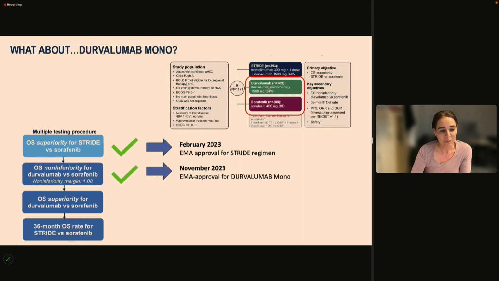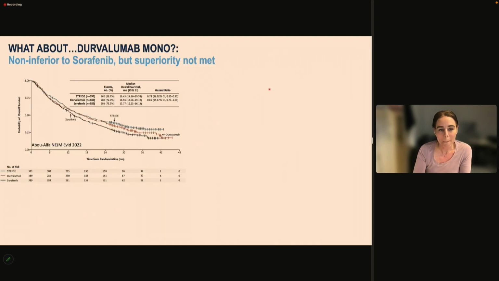But the second endpoint basically included OS non-inferiority, so not superiority, but non-inferiority for durvalumab versus sorafenib. And again, also this endpoint was met, and hence the approval by EMA for durvalumab monotherapy. The next step was actually not met. So this is where this multiple testing ended, because superiority of durvalumab versus sorafenib could not be shown.